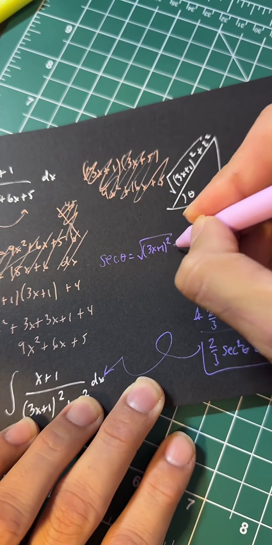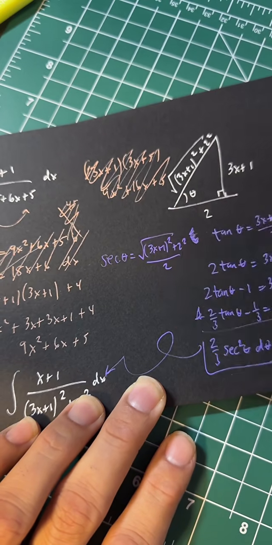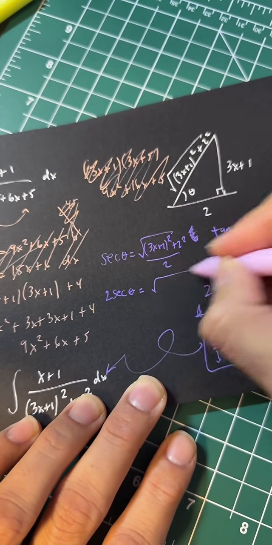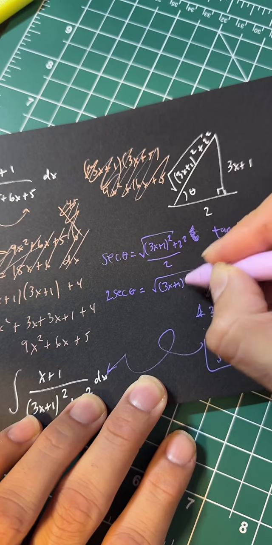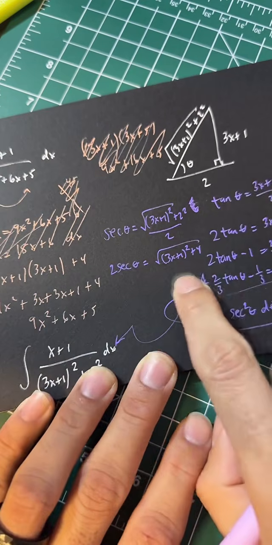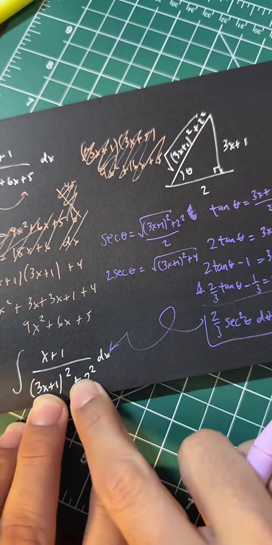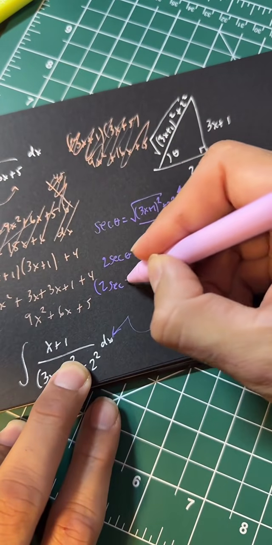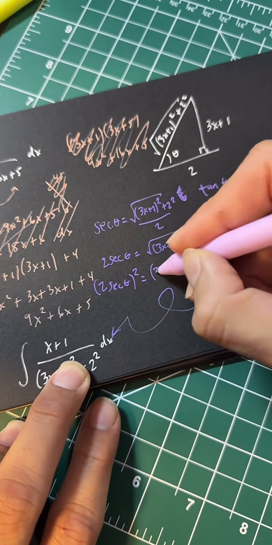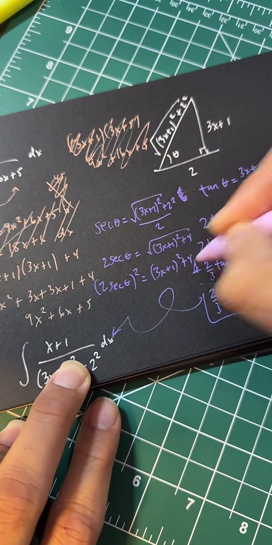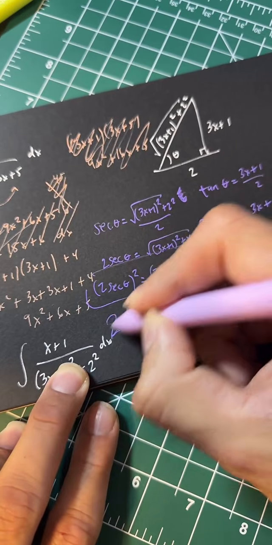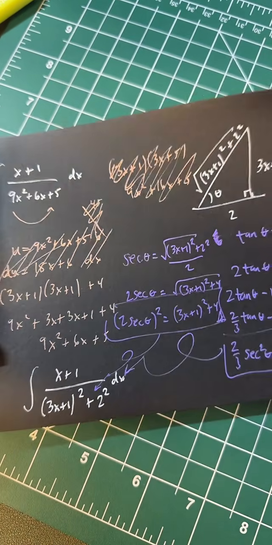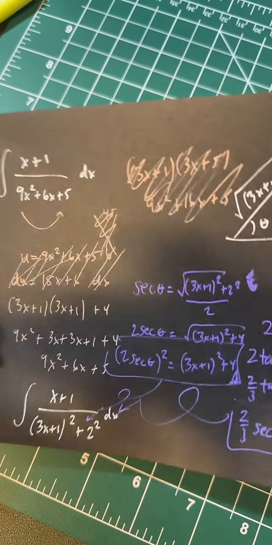Square root of (3x plus 1) squared plus 2 squared, all over 2. If I bring the 2 to the other side, I get 2 secant theta is equal to everything here: the square root of (3x plus 1) squared plus 4. But it doesn't have a square root. So I'm going to square both sides. So (2 secant theta) squared is equal to this, which is what we need. Guys, I told you, this is super annoying. That's on the bottom there. Okay, let me just rip this up because we need to refer to it.